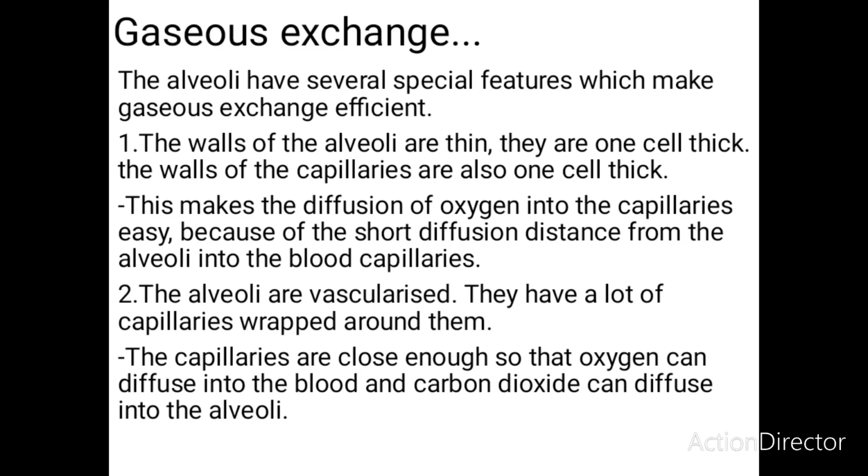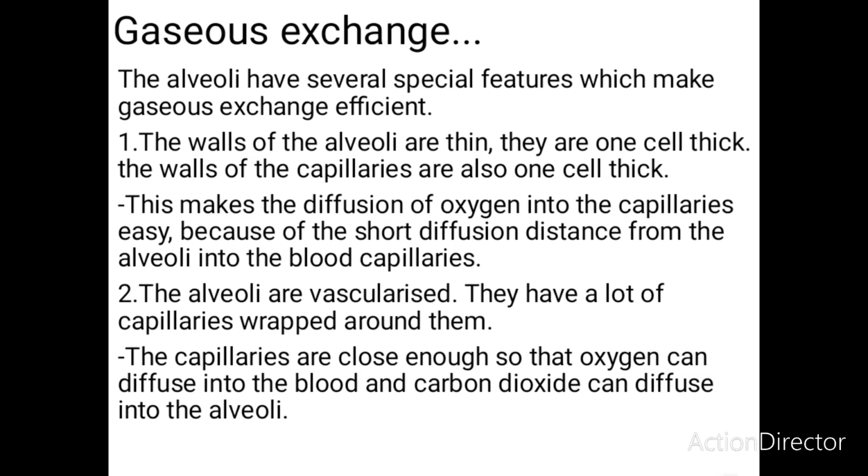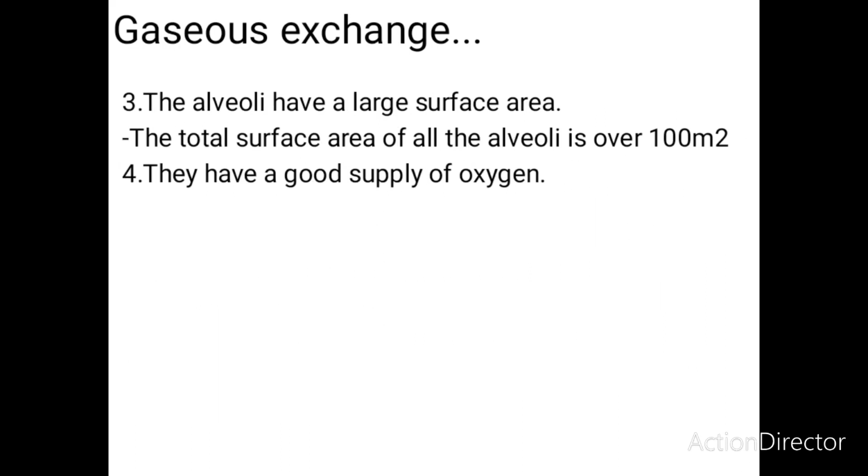The alveoli are also well vascularized, and this means that they have a lot of capillaries wrapped around them. This means that the capillaries are close enough so that oxygen can diffuse into the blood and carbon dioxide can diffuse into the alveoli. The alveoli also have a large surface area. There are a lot of alveoli inside the lungs. The total surface area of all the alveoli is over 100 square meters, and that is a very large surface area. And lastly, the alveoli have a good supply of oxygen because air is constantly moving in and out of the alveoli.